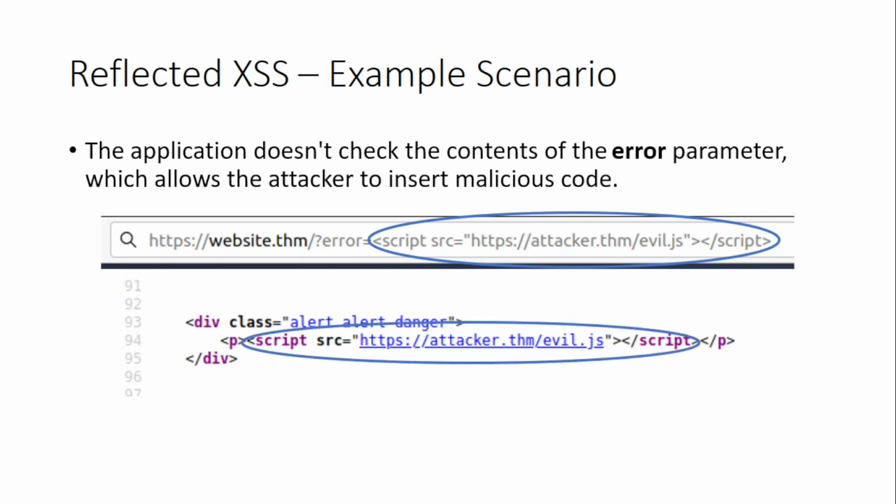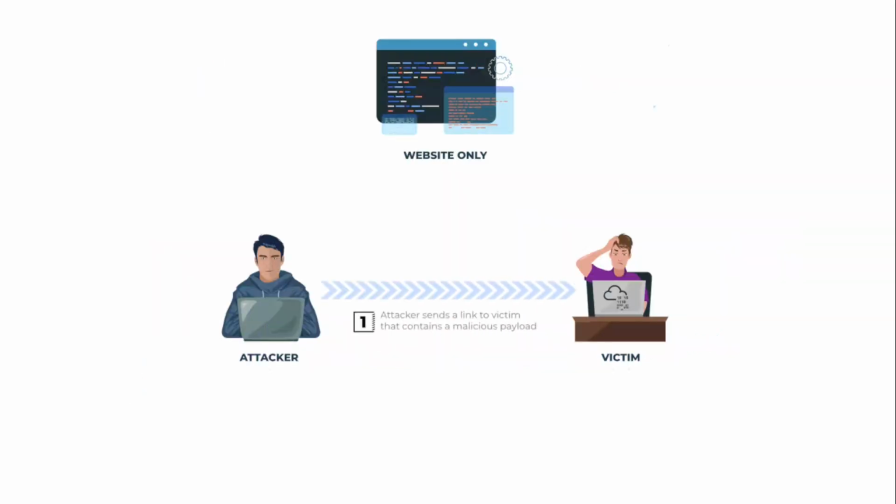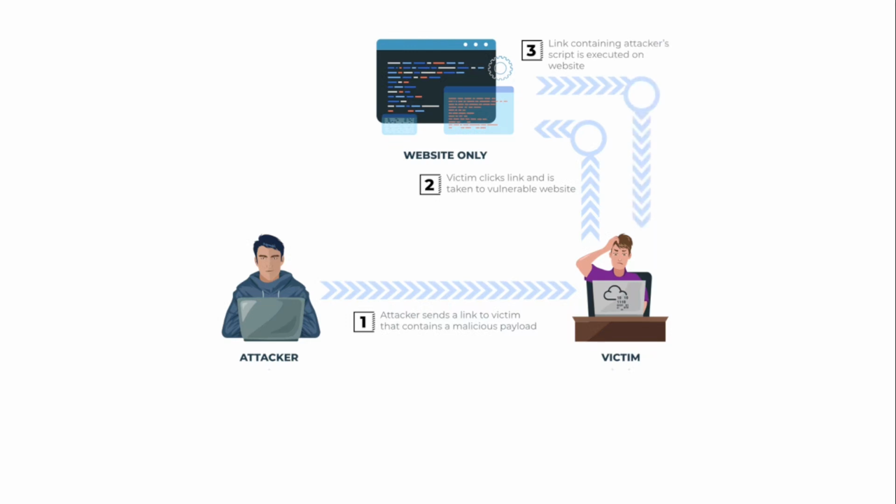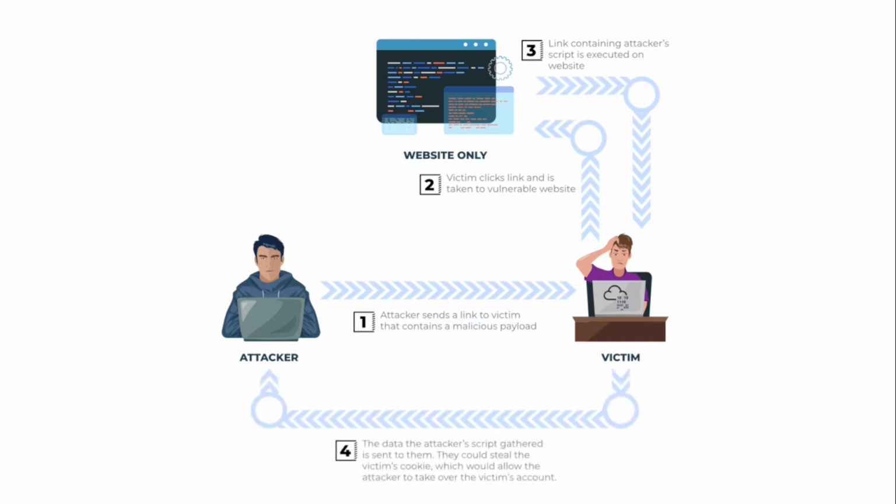So how can an attacker use it? The attacker would first send a link to the victim that contains a malicious payload. The victim clicks the link and is taken to the vulnerable website. So the link containing the attacker script is executed on the website, and then the data the attacker script gathered is sent to them. And they could steal the victim's cookie, which would allow the attacker to take over the victim's account.